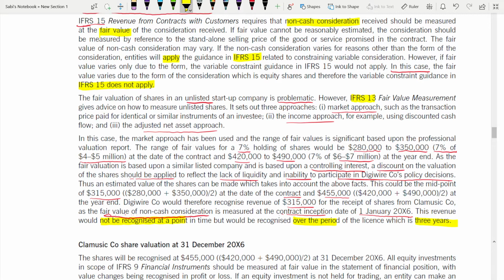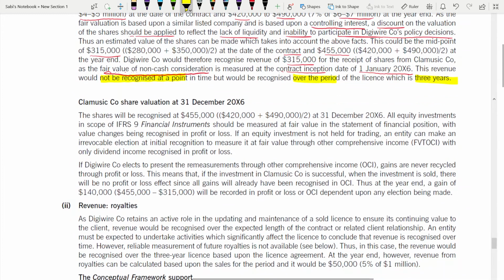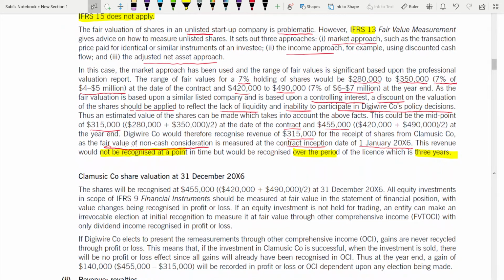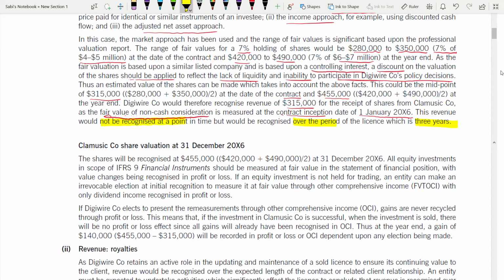Now I'm coming to the next. Clay Music Company share valuation at 31st December 2006. So the first one was for revenue recognition. Now it is on 31st December 2006. Sorry, I will mark it. 31st is the year end. So here the shares would be recognized at this. We already have taken the midpoint of the last year at this date.